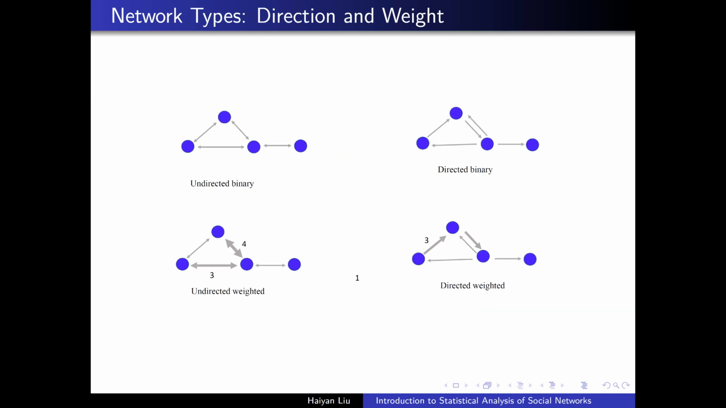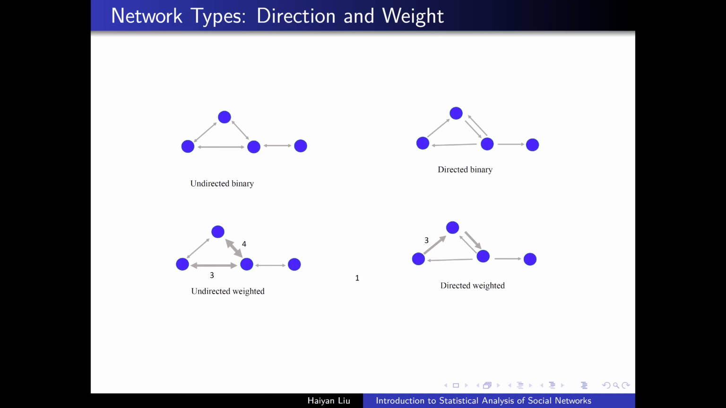Now, based on the type of connections, we could have different types of network. Sometimes we only care about the presence or absence of connections between two nodes. Therefore, we only have binary relations. Now, sometimes we do not care about the direction of relations. Therefore, we have an undirected binary network. Now, sometimes the direction matters.